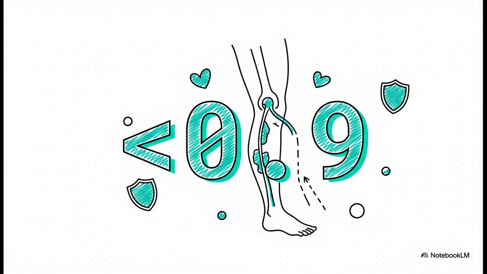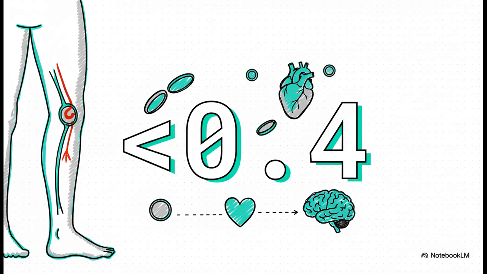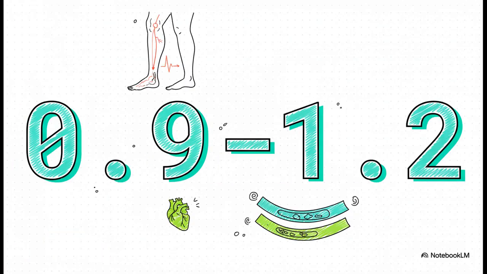Done. It's that straightforward. Now, if that number is really low, like less than 0.4, that's when you get really worried. That tells you the disease is severe. This is the ABI level you'd expect to see in a patient with that scary rest pain we just talked about. So what's normal? Well, anything between 0.9 and 1.2 is generally considered okay.